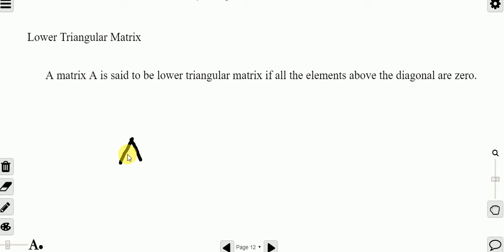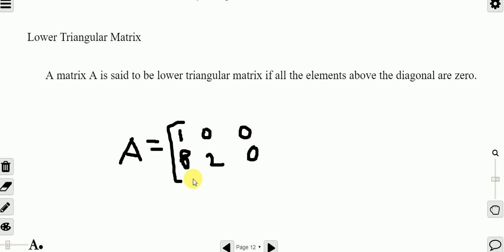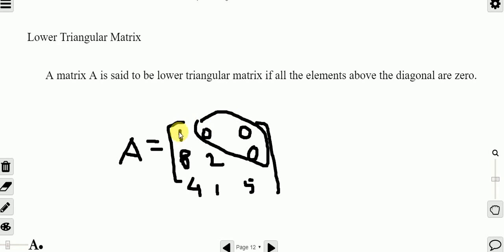Okay, let us take an example. This is my matrix A. It says all the elements above the diagonal are 0. So this is my diagonal: this is 0, this is 0, this is 8, this is 2, this is 0, this is 4, this is 1, this is 5. Please notice all the elements above the diagonal are 0. So there is a triangle formed by non-zero numbers in the lower part. That's why this is a lower triangular matrix.